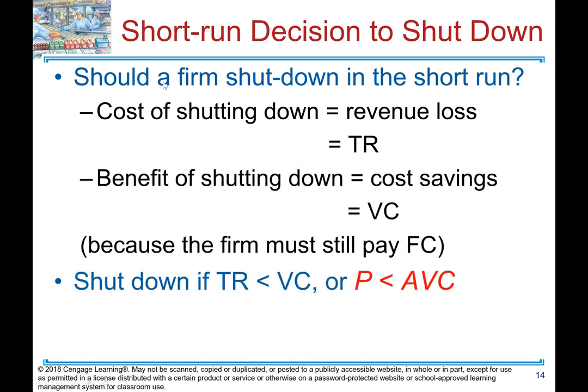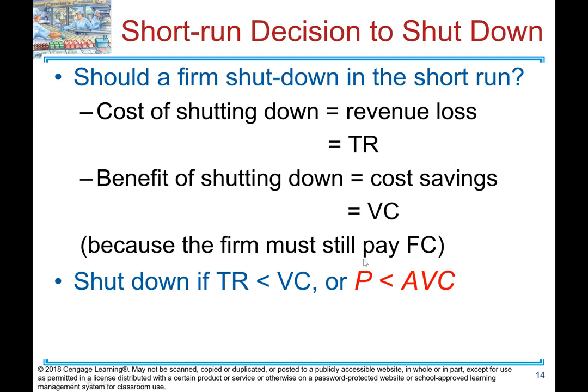Short-run decision to shut down. Should a farm shut down in the short run? Good question. Cost of shutting down is revenue loss. When you shut down, you don't get any revenue. That's total revenue is lost. Benefit of shutting down, cost savings. You do not incur variable cost. You still remember you have to incur fixed cost, but if you shut down, you are not incurring variable cost.